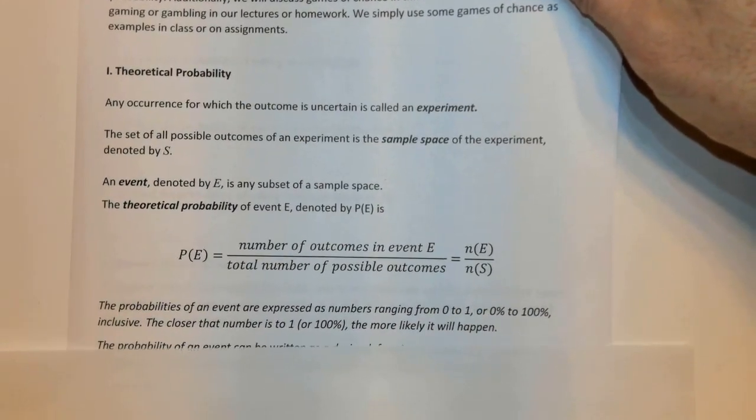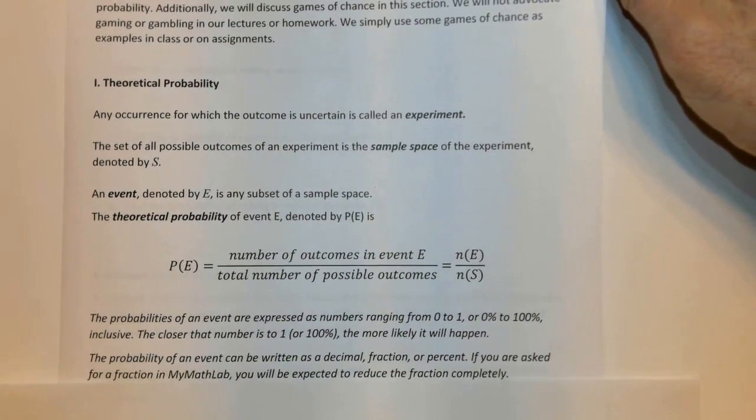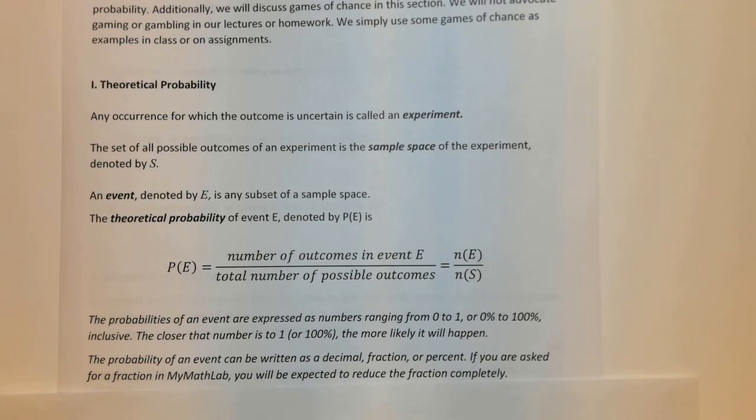Probabilities are always a number that can be expressed between 0 and 1, or 0% to 100% inclusive. The closer a number is to 1, or 100%, the more likely it's going to happen. So the probability of an event can be written as a decimal, a fraction, or a percent. In the homework, you'll be asked all three of those, so you have to be able to differentiate between them.